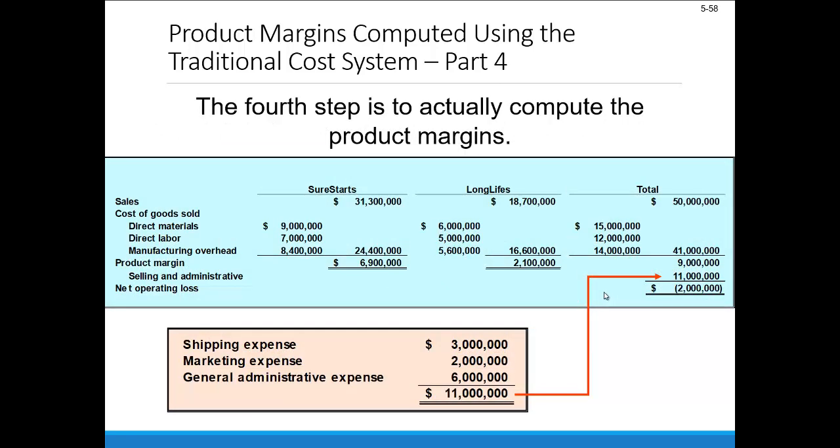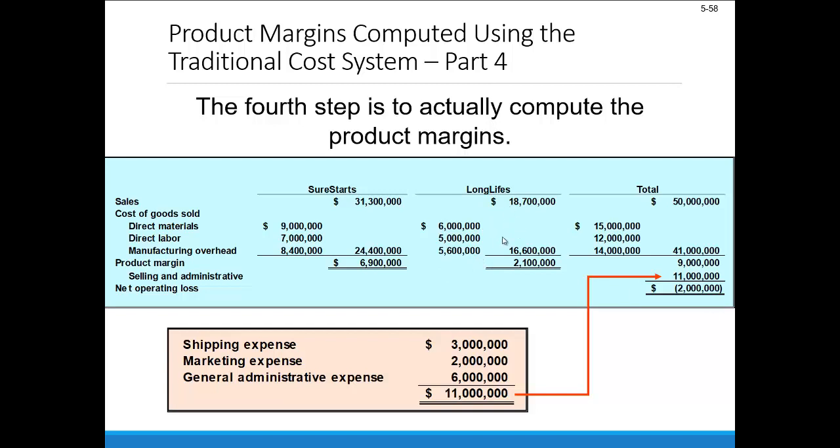Then our margins would have looked a little different, right? The Sure Start, sales of 31,300,000 minus the direct materials, the direct labor, and now this allocated or assigned overhead using the plant-wide rate would have left it with a margin of 6,900,000. The Long Lives would have had sales of 18,700,000 still, minus their direct materials, direct labor, and assigned overhead for a product margin of 2,100,000. So a very different picture being painted here using our traditional costing system.